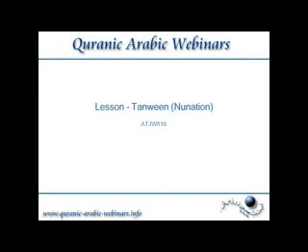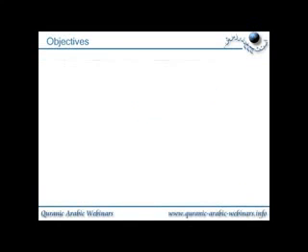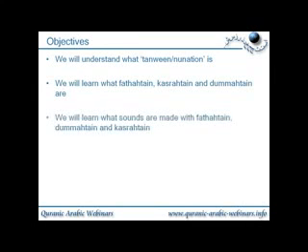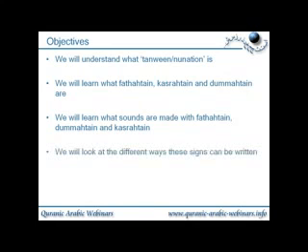This lesson is about Tanween, also known as Nunation. Objectives. We will understand what Tanween or Nunation is. We will learn what Fathatain, Kasratain and Dhammatain are. And we will learn what sounds are made with the Fathatain, Dhammatain and the Kasratain. We will look at different ways that these signs can be written in the Quranic scripts.